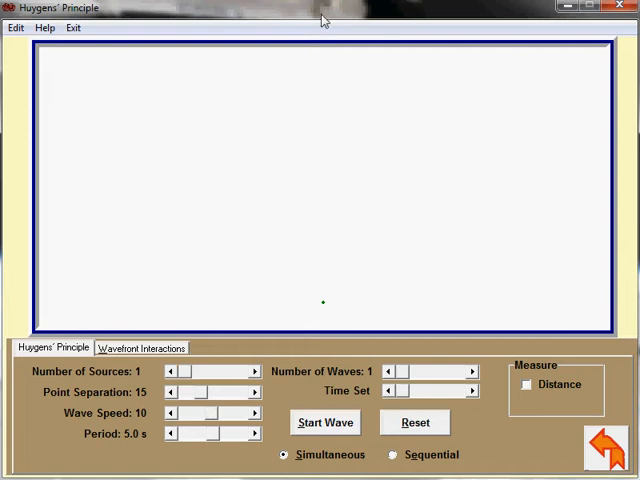Okay, thanks for checking out the Huygens principle program. It's a neat little program that sort of illustrates some of the basic concepts of the Huygens principle.